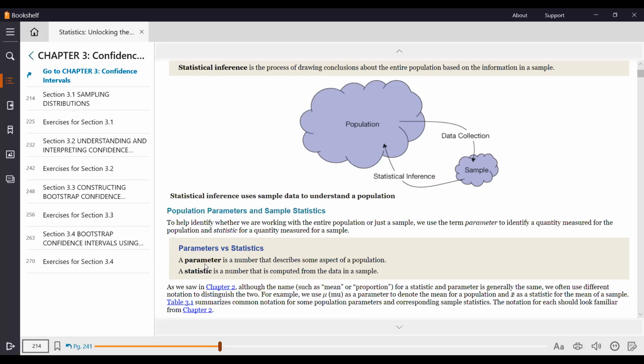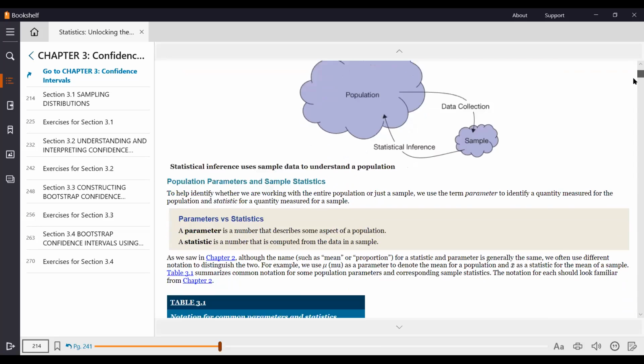Everybody understand the difference between those two words? One refers to the sample, the statistic. The other is referring to the population. Okay, any questions about that? Because that's important to understand that distinction.